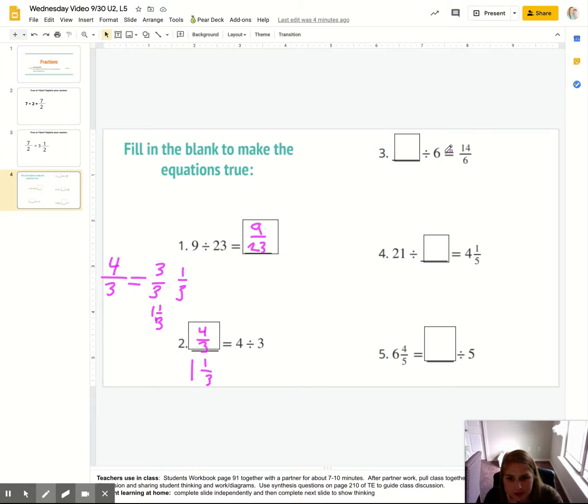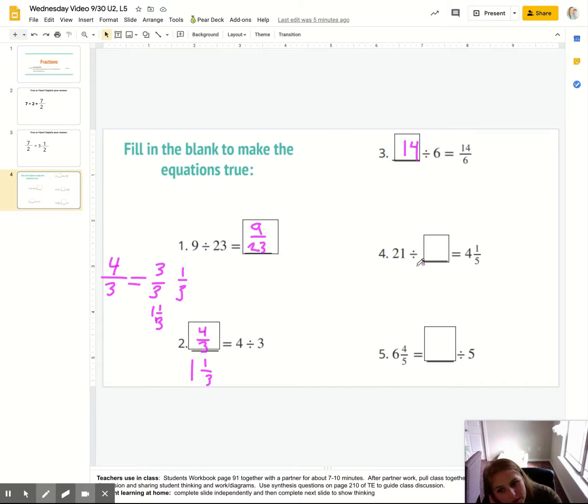So let's look at this one. I have what divided by 6 equals 14/6, or 14 divided by 6? Well, 14 divided by 6 equals 14 divided by 6.